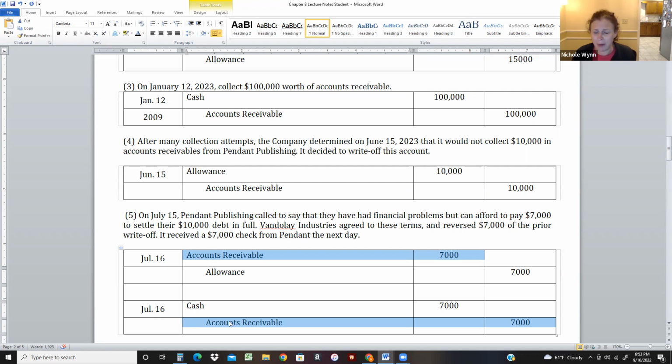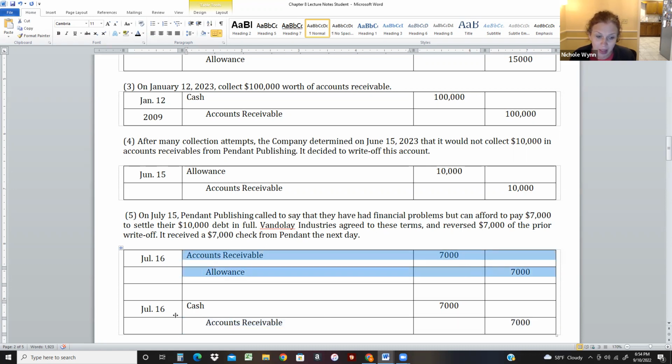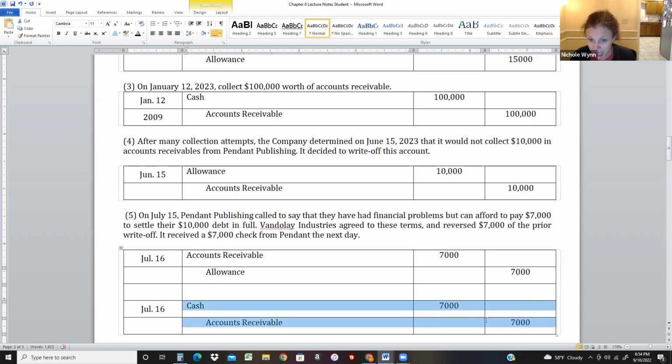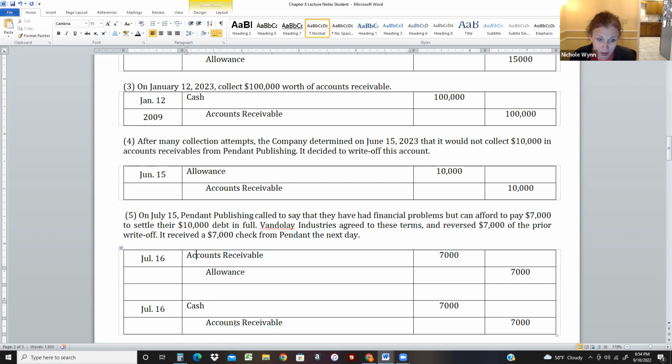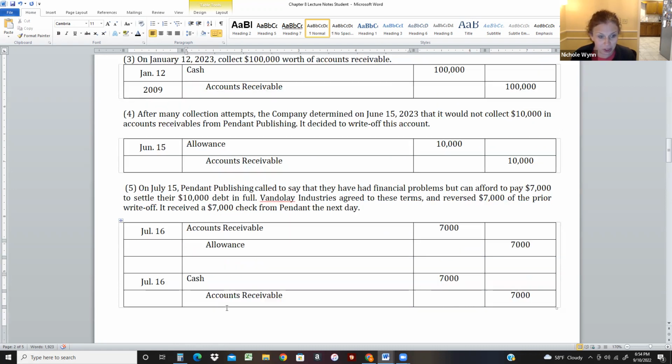I argued with that too. I was like, I don't think I need to do that. But this is how we do it. So we unwrite off the customer and then we turn around and receive the money. Cash came in, and this accounts receivable cancels out with this accounts receivable. All right. And then it says post the transactions.